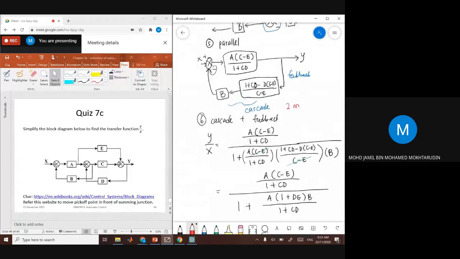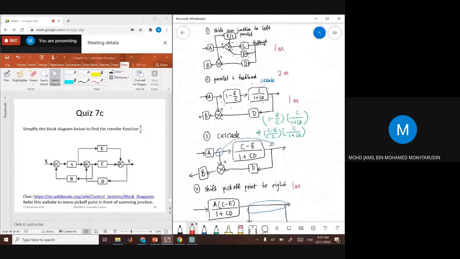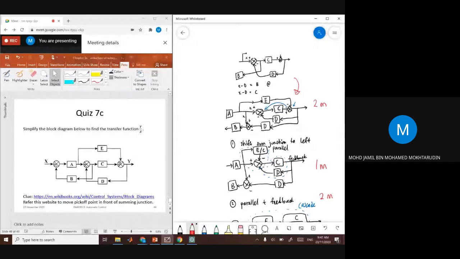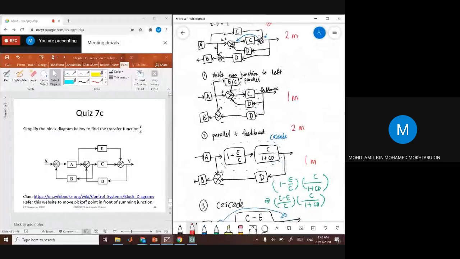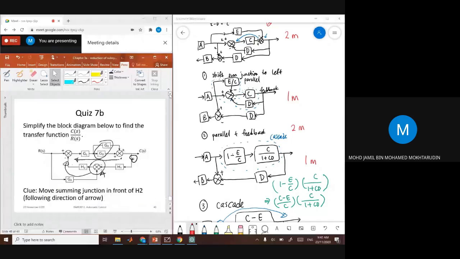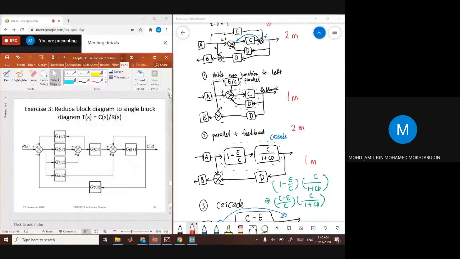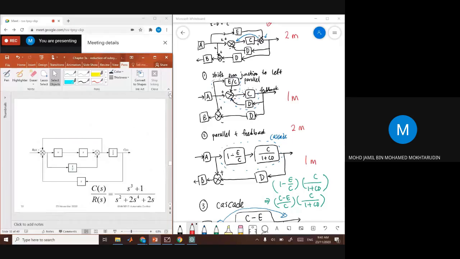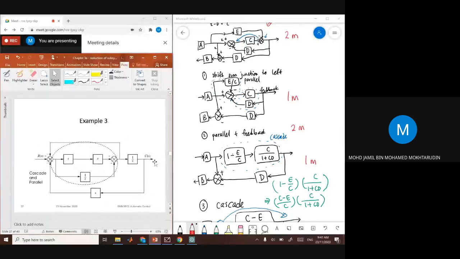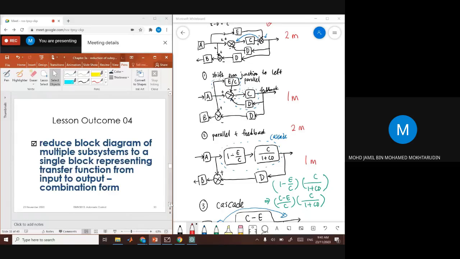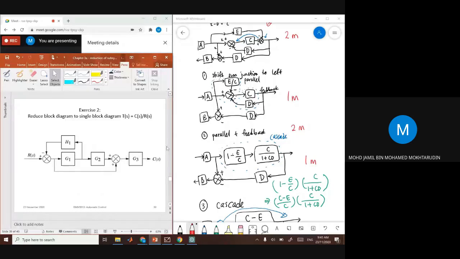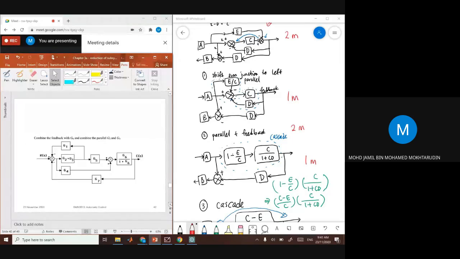Okay, so any question before we end our lecture? Okay, so for reduction block diagram, we have discussed until, I think, example 3. So if you have time, study for the exercise given. I think exercise 1 we discussed already. So try understand exercise 2, 3 and 4.